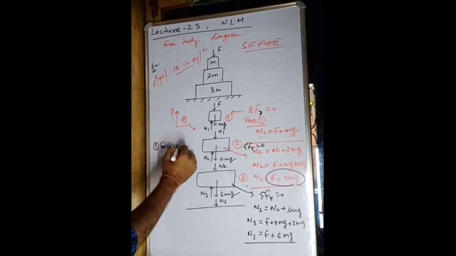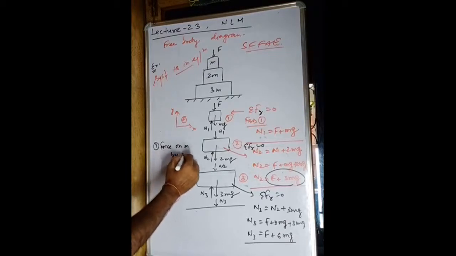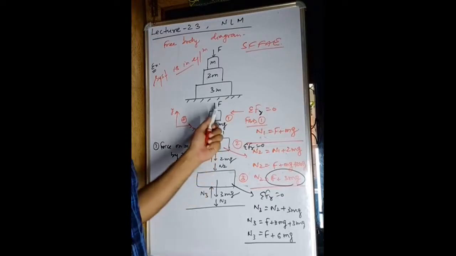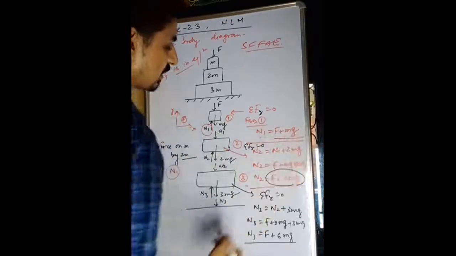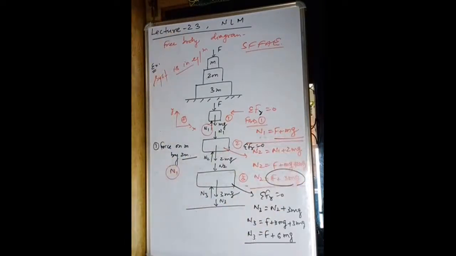Now, if you are asked to find the force on m by 2m, what will the answer be? Tell me. Force on m by 2m. Which one is it? Remember, the answer is N1. You can find the value of N1. It is F plus mg. If the values are given, you can find the answer.